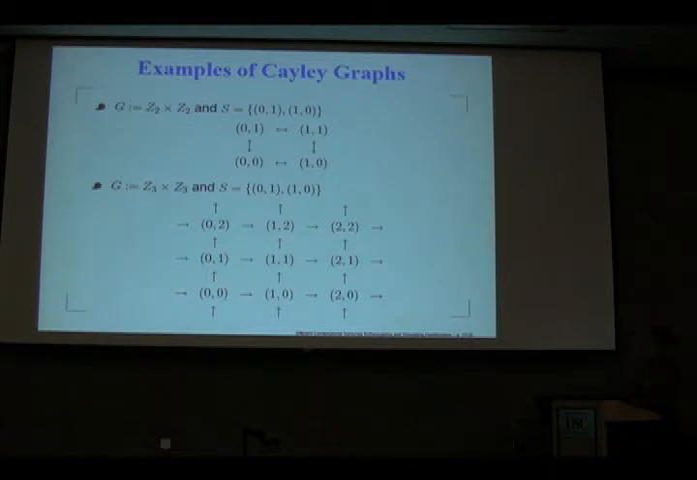Okay, and let's look at some examples of Cayley graphs. So here again, this example, Z2 times Z2. And this group is generated by these two elements. So this is component-wise addition modulo 2. Here we have these group elements, and by adding 0, 1, we get here, and so on. And here a slightly more complicated example. What this means is that this has to be closed like this. So it's a torus.